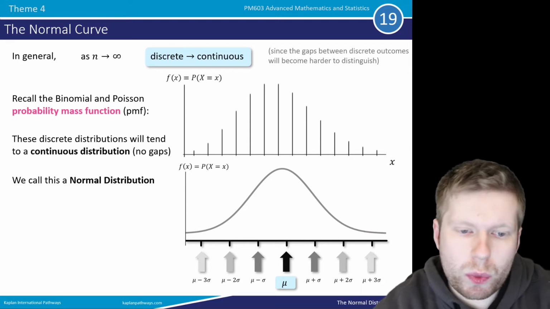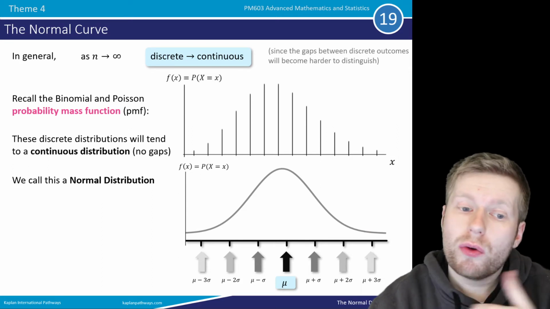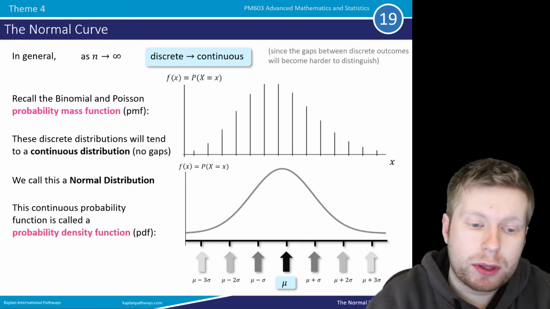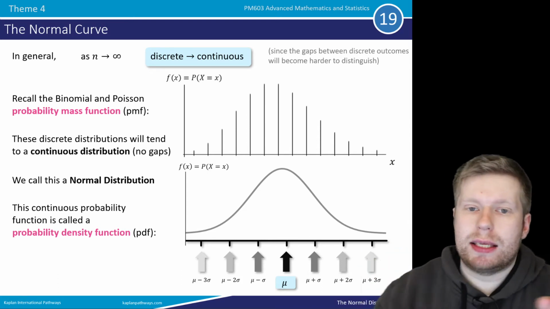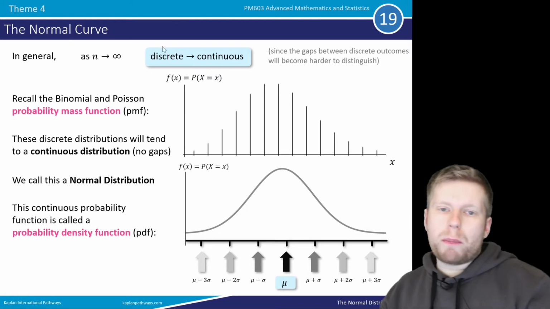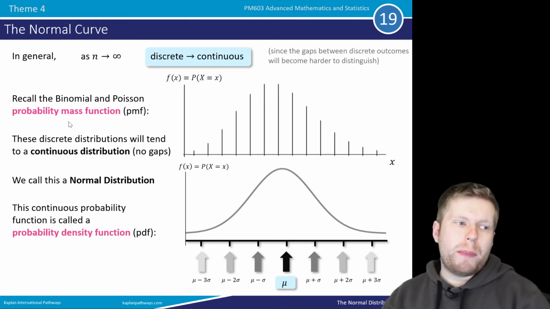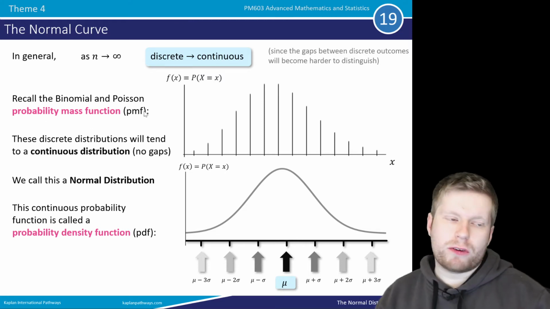Okay, so we call this the normal distribution. Why is it called the normal distribution then? Okay, well, the normal distribution is dealing with a continuous case. Okay, so binomial and Poisson are both discrete, so therefore we call it the probability mass function, or a PMF for short.